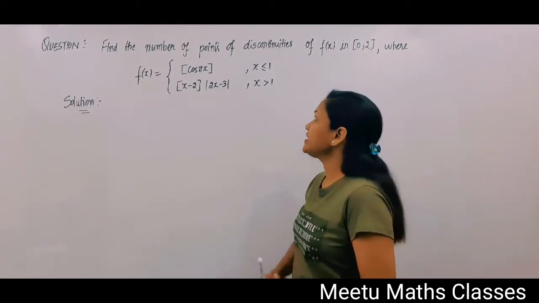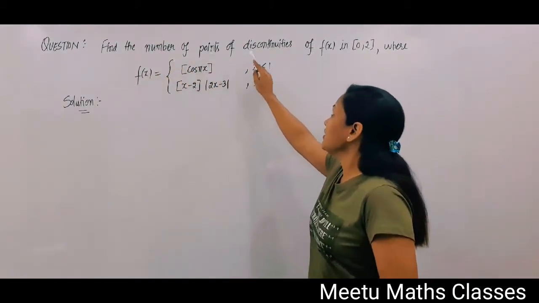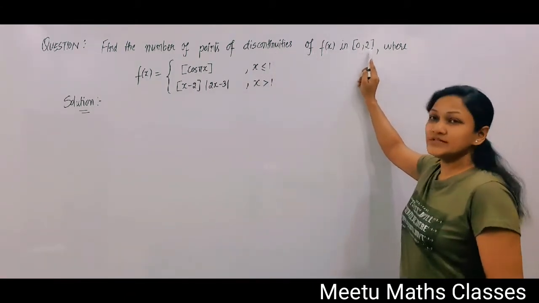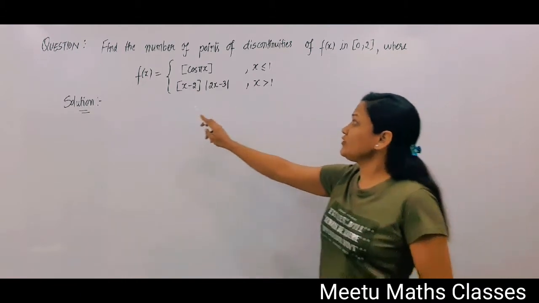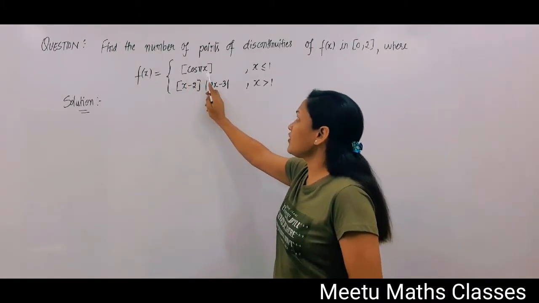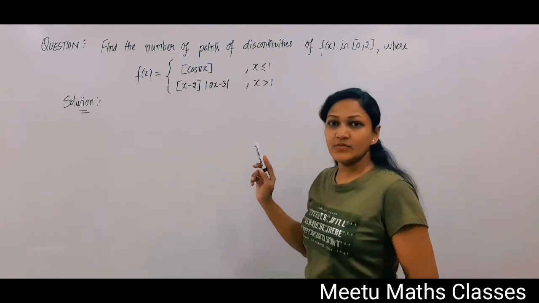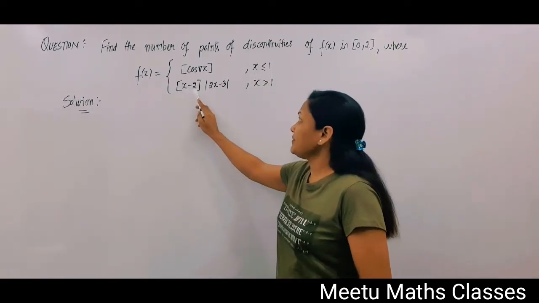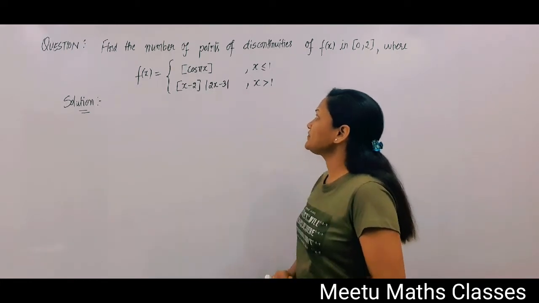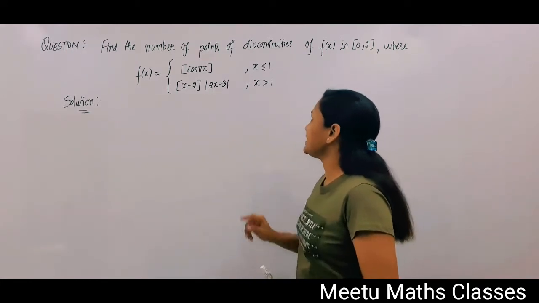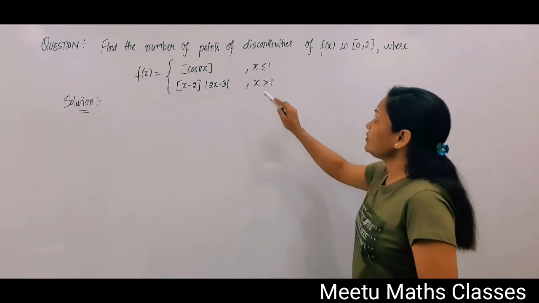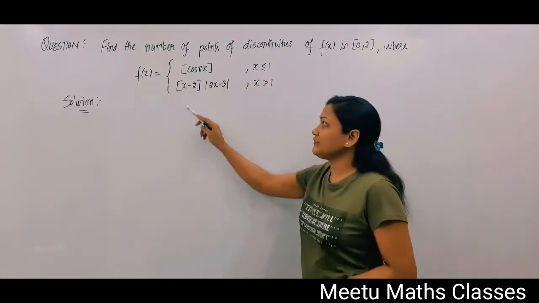Your question is, find the number of points of discontinuities of f(x) in the closed interval 0 to 2, where f(x) is defined as the greatest integer function of cos(πx) when x is less than or equal to 1, and the greatest integer function of (x − 2) multiplied by the modulus function of (2x − 3) when x is strictly greater than 1. So, you have to find all the points of discontinuities of this function.